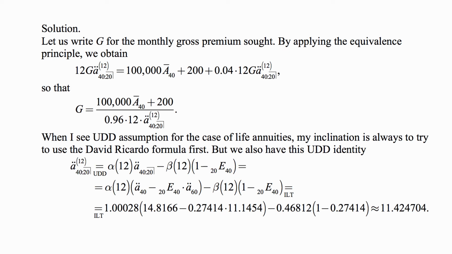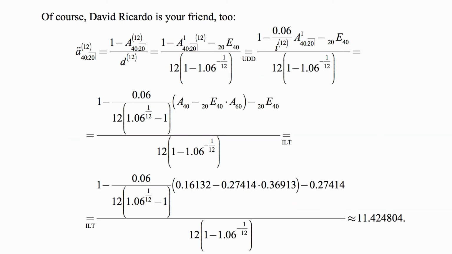But I'm going to try to use the David-Ricardo formula to show you that in this case it actually is harder to do it this way. So I think that David-Ricardo is your friend, always. And if I were to use the David-Ricardo formula, then I would write A double dot, upper 12, 40 colon angle 20 is 1 minus big A, upper 12, corresponding to a life insurance where the death benefit is paid at the end of the month of death, 40 colon angle 20, but it's an endowment insurance, because endowment corresponds to this annuity that we have, divided by d upper 12, because it's double dot, so it's d upper 12.